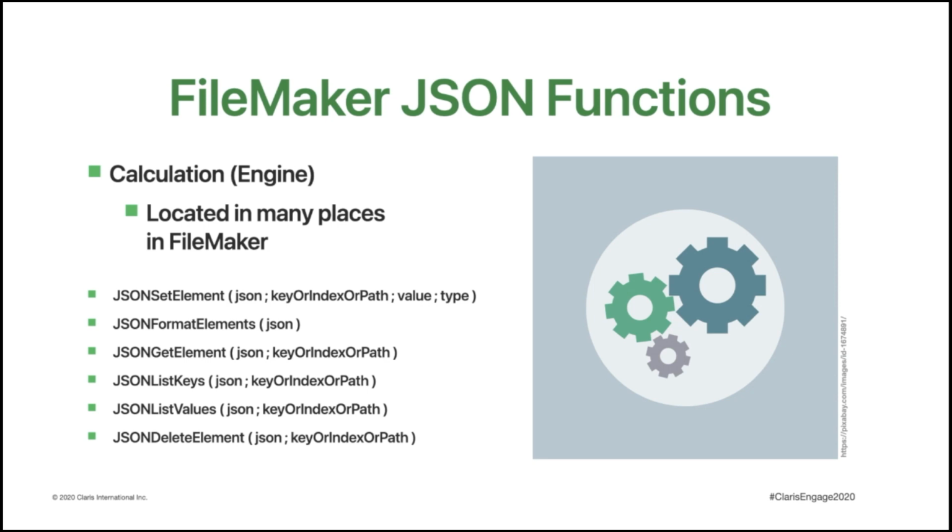Then the last category is the FileMaker JSON functions. Those are called in the calculation engine, which is located in many places within FileMaker. Let's look at where some of these are.